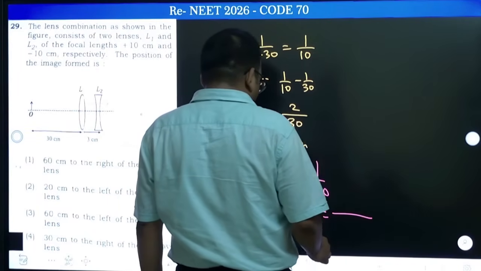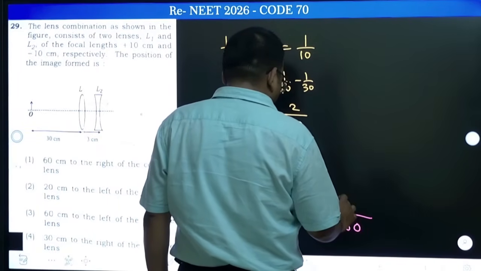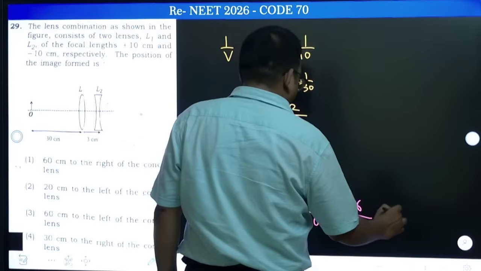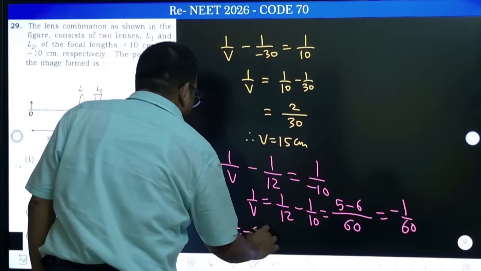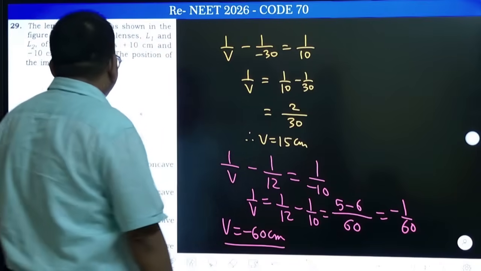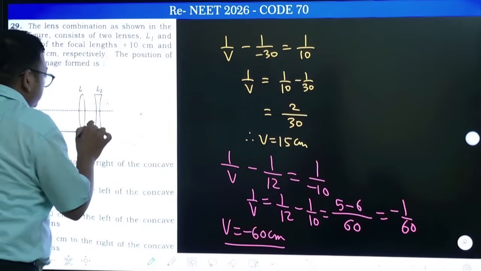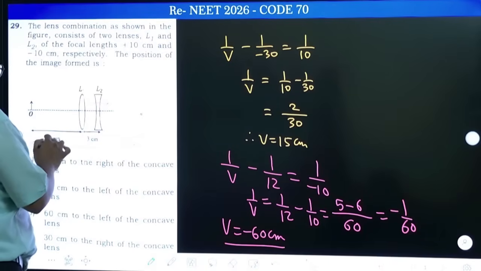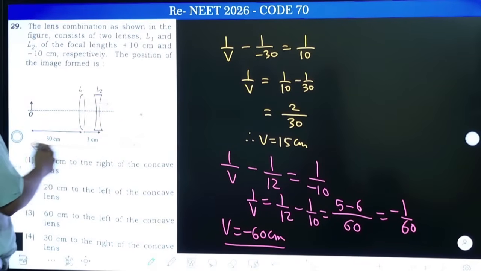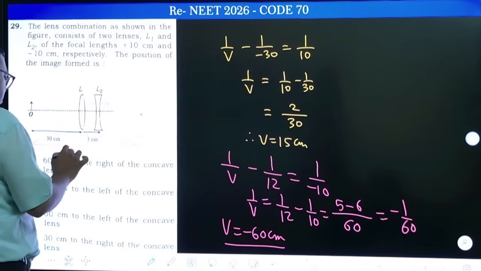Apply this: 1 by v equals 1 by 12 minus 1 by 10. Taking 60 as common denominator, 12 into 5, 10 into 6, so minus 1 by 60. So v will be minus 60 centimeter. Minus 60 means it will be forming on this side, right? Because in this direction it's positive, this is negative. So minus 60 means 60 centimeter on this side.